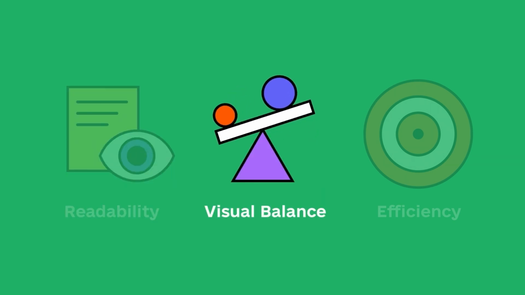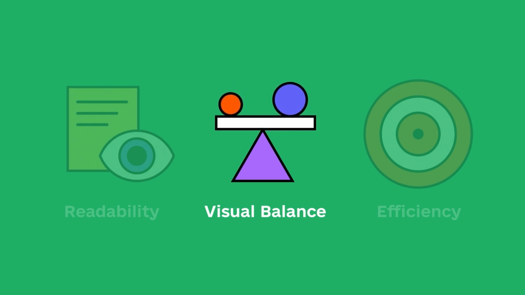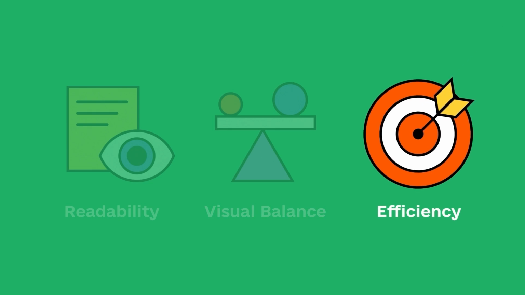Visual balance. Text layout contributes to achieving visual balance in layouts by employing a variety of font sizes, colors, weights, and other formatting options. This creates a visually appealing and harmonious design. Efficiency. Effective text layout enhances the efficiency of a layout by ensuring easy access to information. Users can quickly locate and grasp the intended message without encountering any hindrances.